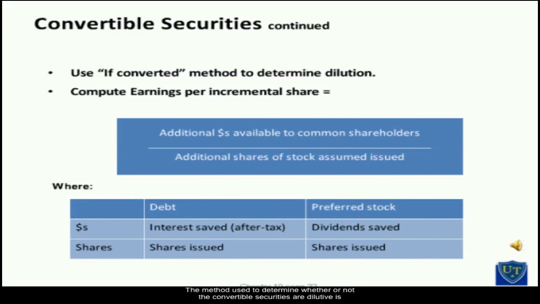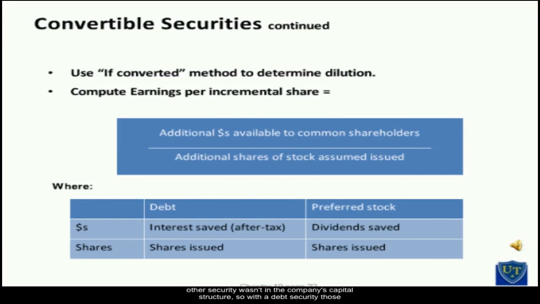The method used to determine whether or not the convertible securities are dilutive is the if converted method. This approach looks at the impact if the security was converted. So the earnings per incremental share is computed as the additional dollars available to common shareholders, and this is the good news. These are the extra dollars that the common shareholders would have a right to if the other security wasn't in the company's capital structure.